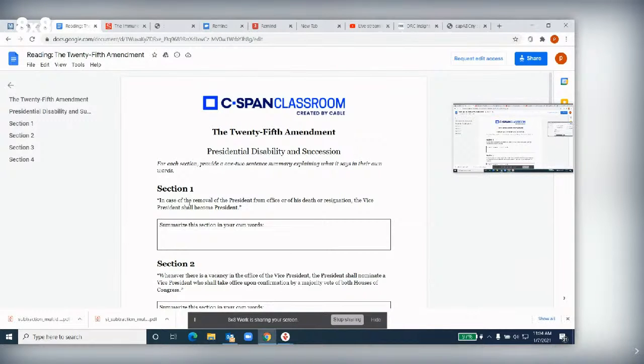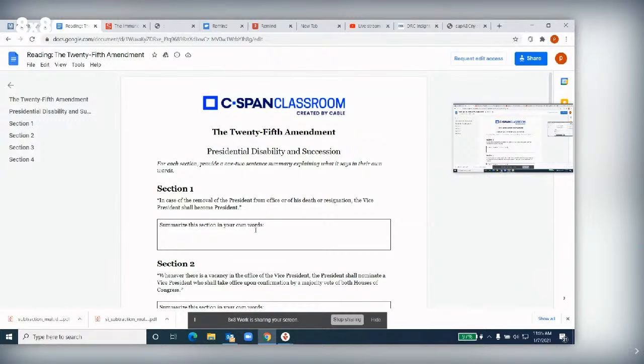So Section 1 of the 25th Amendment says, in case of the removal of the president from office or his death or resignation, the vice president shall become president. It asks you to summarize this in your own words. All that's saying is if the president dies or resigns, the vice president would take over. And that makes sense because he's second in charge.